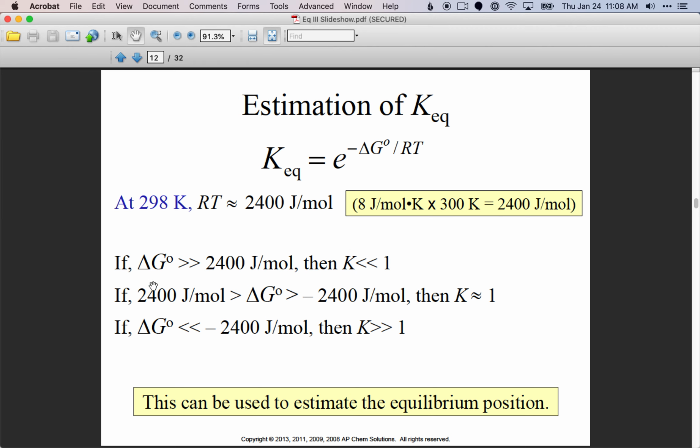Now, you could assume that if it's between 2400 joules per mole or negative 2400 joules per mole for Gibbs free energy, you could assume that equilibrium constant is approximately 1. Or if you want, you could assume if Gibbs free energy is significantly smaller than negative 2400 joules per mole, therefore, the equilibrium constant must be significantly greater than 1, which means that products are favored.